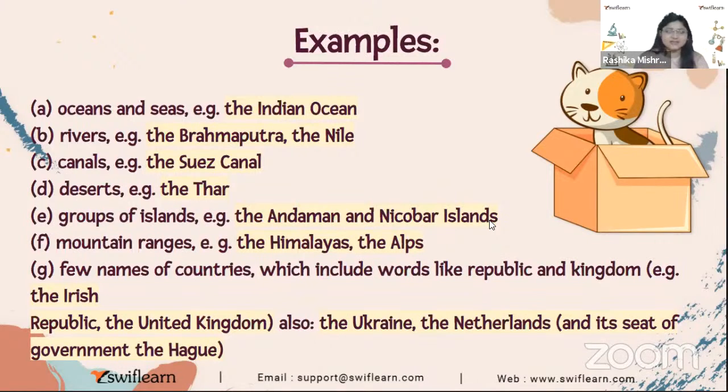Now, canals. If we talk about canals, we always put the before it. For example, the Suez Canal. In the same way, deserts. For example, the Thar, because Thar is a desert. Now, groups of islands. If we are talking about a group of islands, we always use the as an article. For example, the Andaman and Nicobar Islands. Another example is mountain ranges, for example, the Himalayas, the Alps. We always use the before such words. Then the names of countries which include words like Republic or Kingdom, like I already told you, for example, the United Kingdom and the United States.